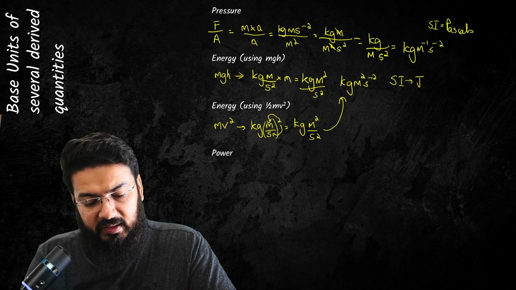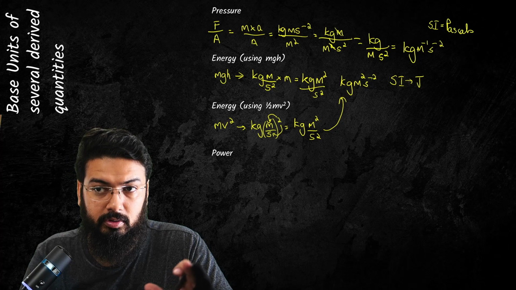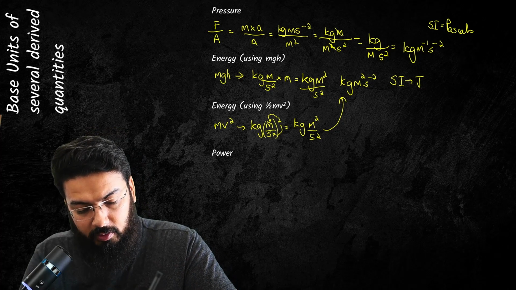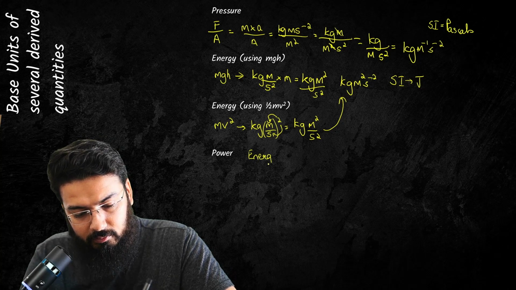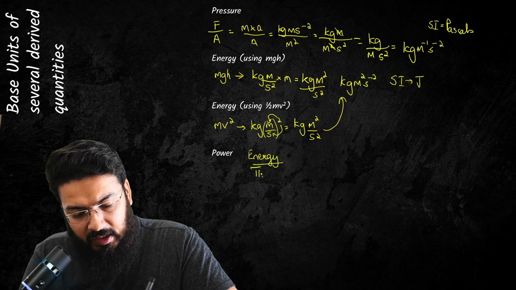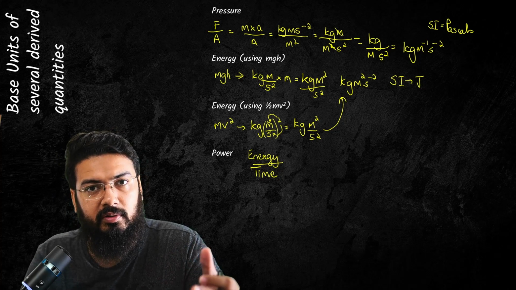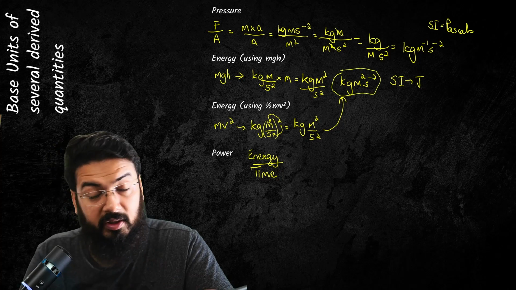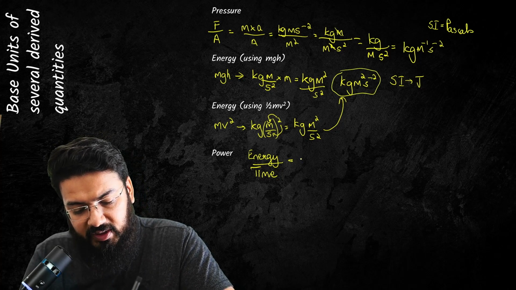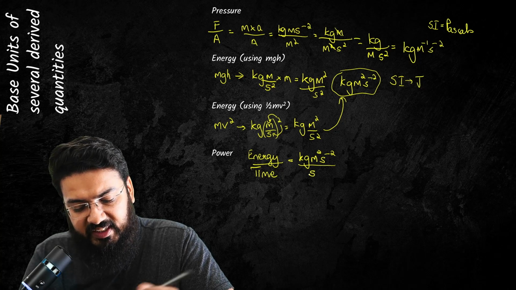All right. Then you've got power. Again, you need to know the formula. The formula for power is energy over time. When you are doing power on its own, of course, you'll have to derive the units for energy as well. But I already know that energy is kilogram meter squared per second squared. So I'm going to just use that, kilogram meter squared per second squared divided by time, which is seconds.